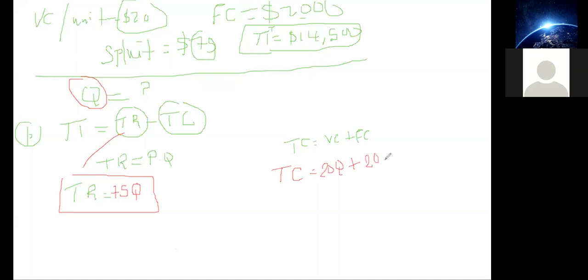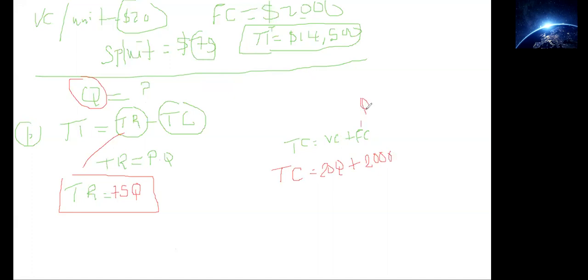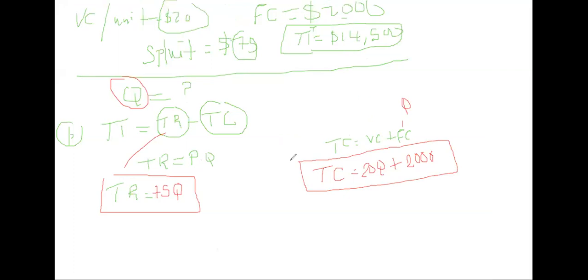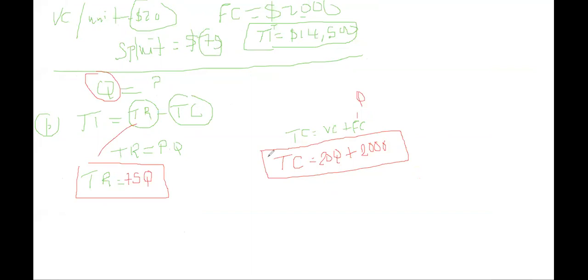Obviously, why are we not multiplying this by quantity? Because irrespective of whether you produce output or not, fixed cost, you have to incur it. That's why it doesn't have a quantity here. Please take note of that. So after we have this, we can substitute this one here.